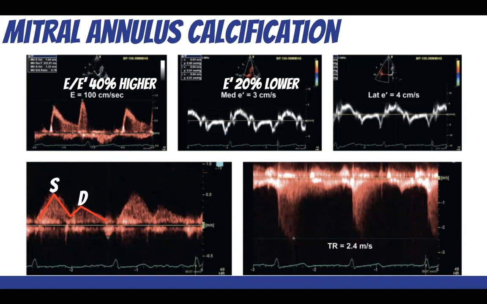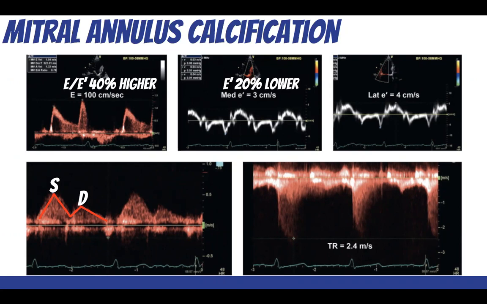Obviously, if the mitral annulus is calcified, that's going to affect your mitral annulus velocities, and it will also affect your E velocity. So the E prime velocities in moderate to severe mitral annulus calcification: the E prime usually is about 20% lower than it would be if there were no calcification. And E to E prime is 40% higher in moderate to severe calcification compared to patients with no calcification. But this doesn't mean that the filling pressures are necessarily high.